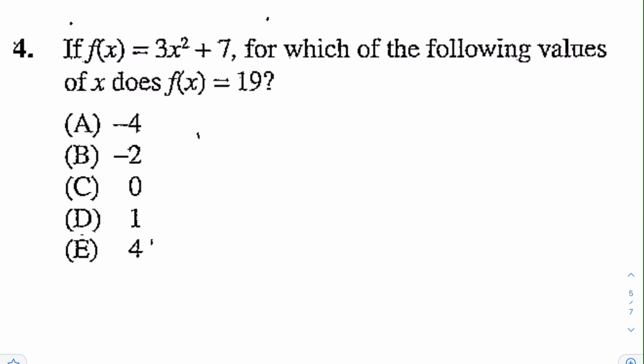Next, for number 4, if f of x is equal to 3x squared plus 7, for which of the following values of x does f of x equal 19? So here, this is your function. And this function is just an input-output machine. So you just replace all the x values with something, and the output is going to be equal to 19 in this case.